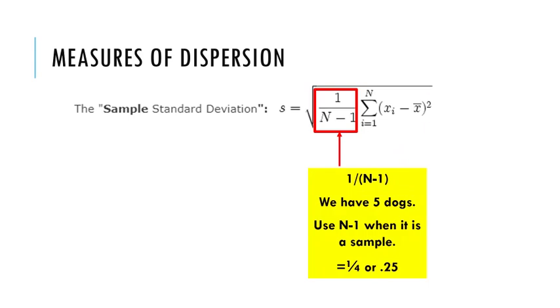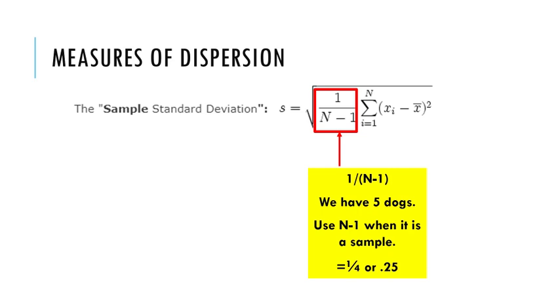Now, we need to deal with this part right here. Remember that n-1, we've lost a degree of freedom because we're using the sample mean to estimate the population mean. And again, that may not mean a whole lot to you now, but hopefully you understand each time we estimate something, we lose a degree of freedom. More on that later. So 1 over n-1. Very simple. We have 5 dogs. That's n. So 1 divided by n-1 gives me 1/4 or 0.25.